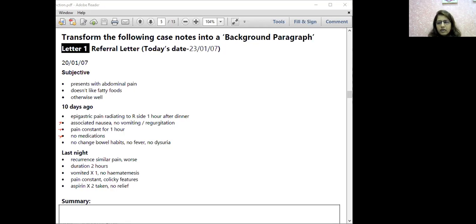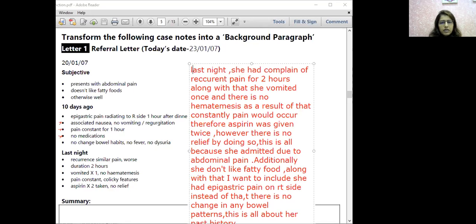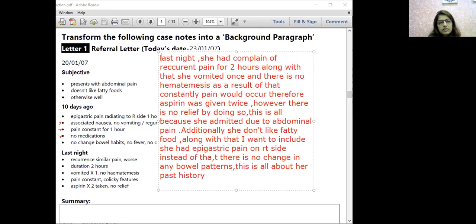Okay. So again, Shikha, what you have written is a very long and wordy summary with a few misinterpretations. Just like as I said, last night here is not last night, it is the date before, on 20th when they came to you. It should be she doesn't like fatty food. And then you may exclude writing phrases which are normal. For example, when there is no change in the bowel pattern, you can exclude that because there is nothing abnormal there. So hematemesis was also not there.